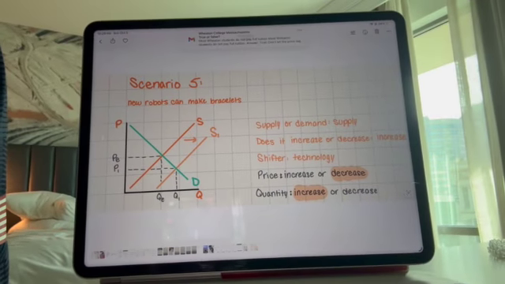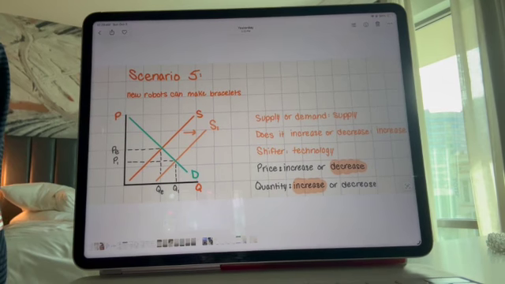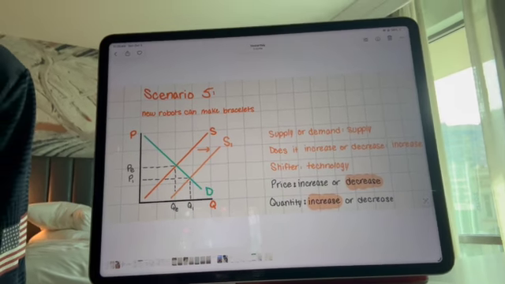The supply curve shifts and it increases. The shifter is technology. The price at equilibrium decreases, whereas the quantity at equilibrium increases.